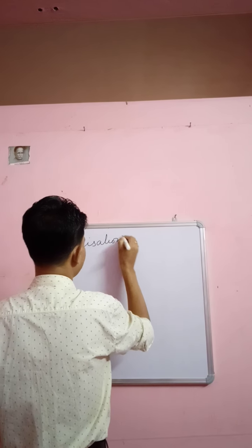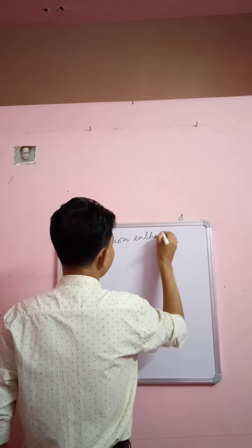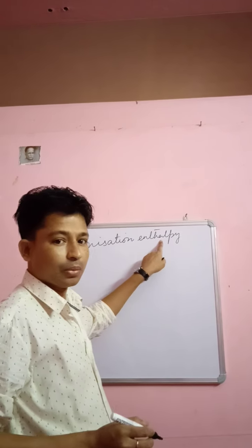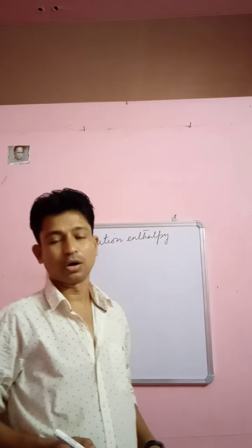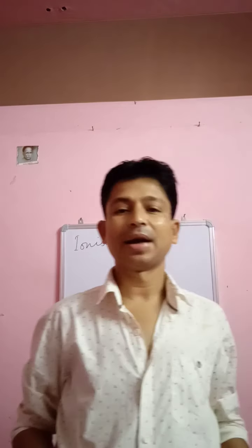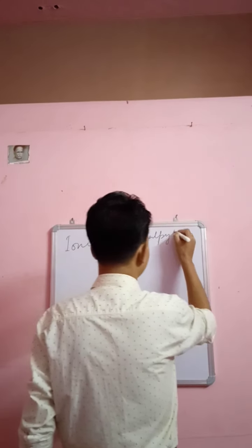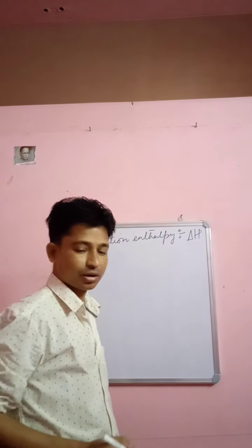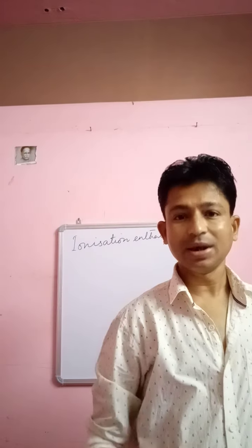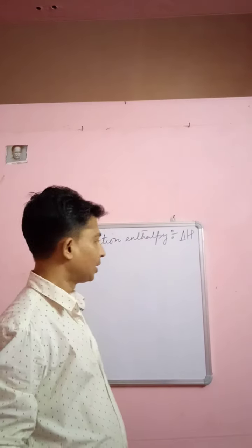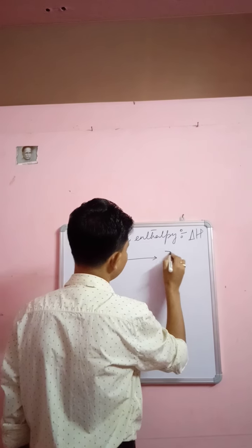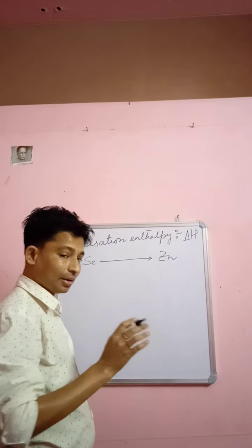Now, the enthalpy change which takes place to remove an electron from an element, or to ionize an electron from an element, is termed ionization enthalpy, which, from our thermodynamics study, we know is denoted by delta H. Now this ionization enthalpy, as we move from left to right, suppose we take the 3d series, scandium to zinc, increases.